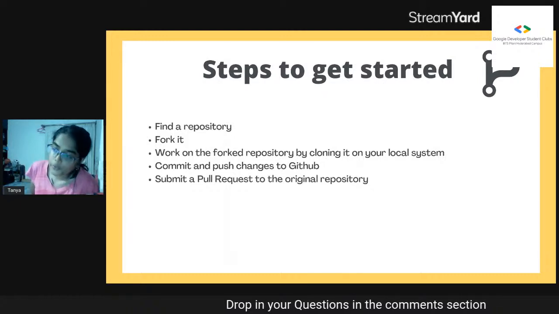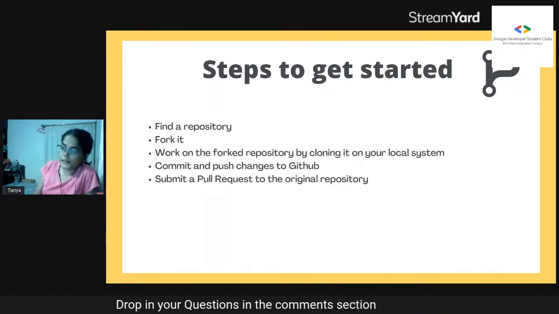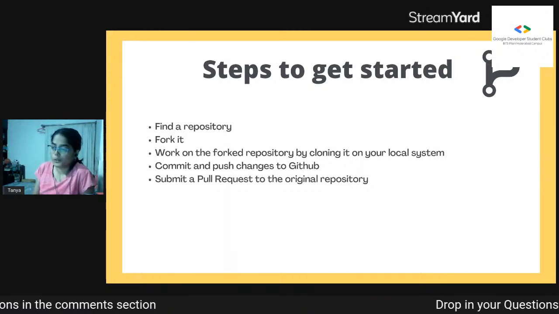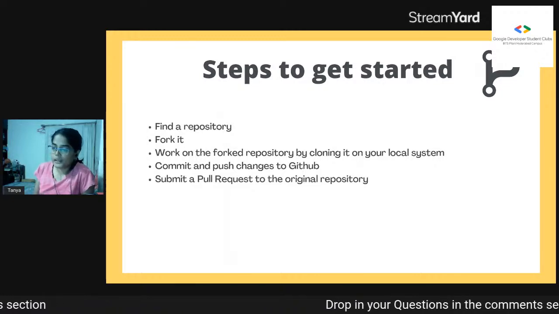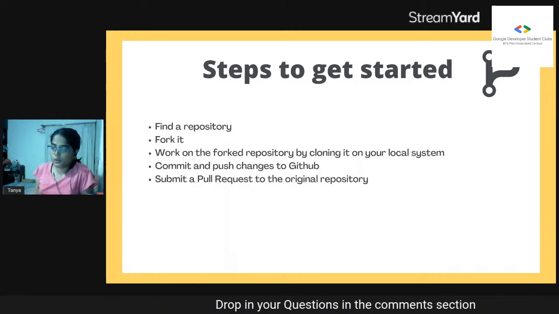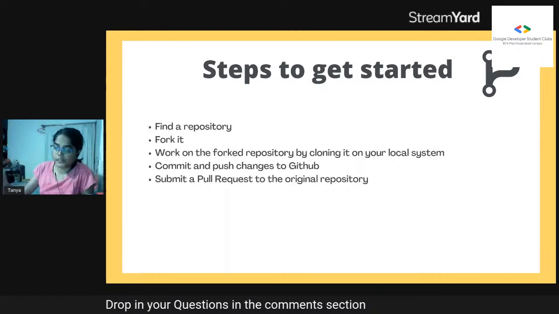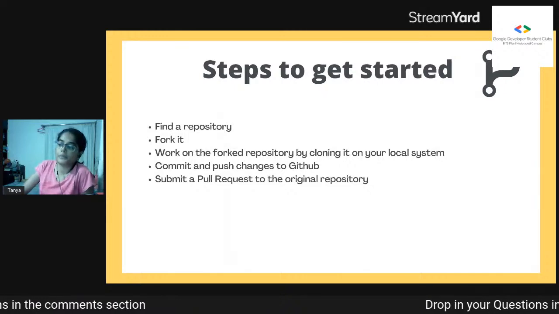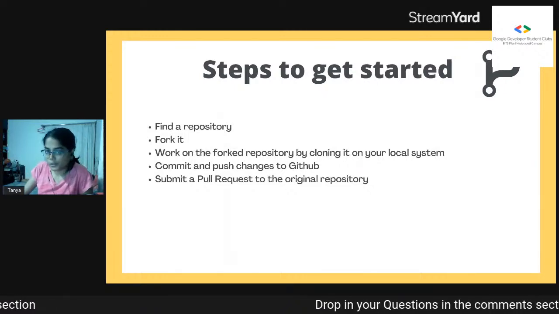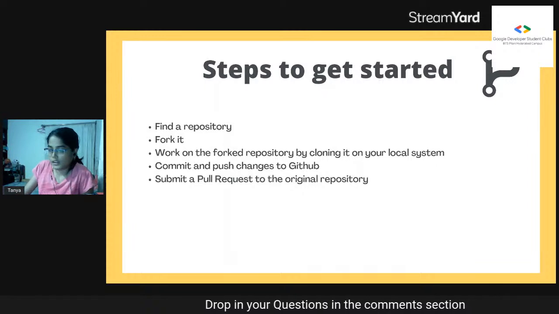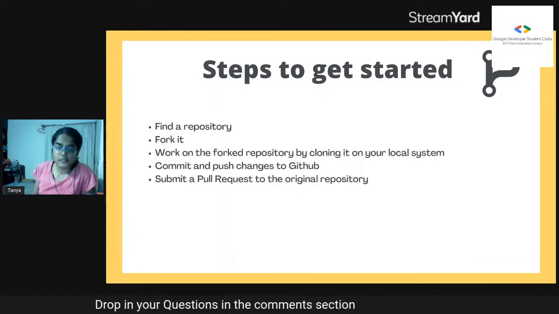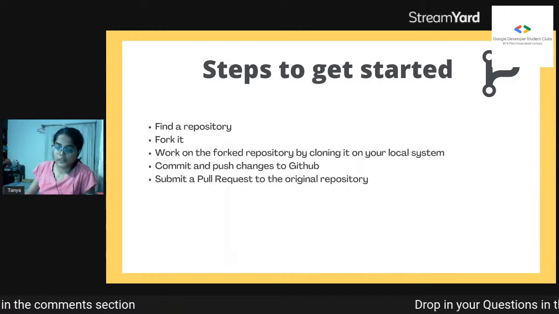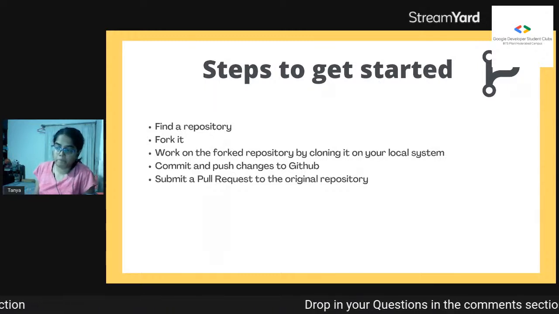So now that you have your own copy of the code, you can work on it, like code it, add features, fix bugs, do whatever you want in your local system, and then you push the changes back to your forked repository on GitHub, and then you submit a pull request from your forked repository branch to the original branch in the main repository. So is that okay? I mean, a pull request is a merge request, as in it merges your code. Yep.